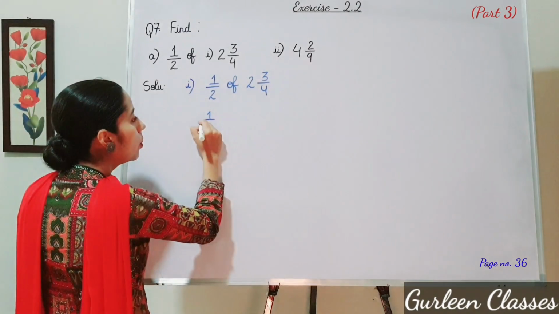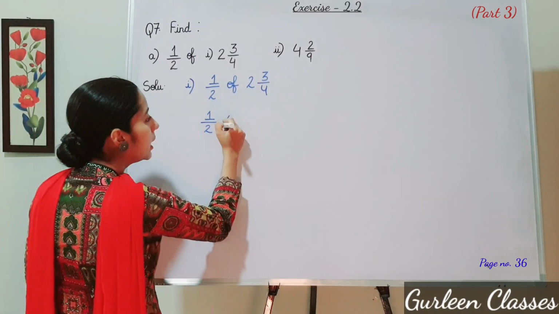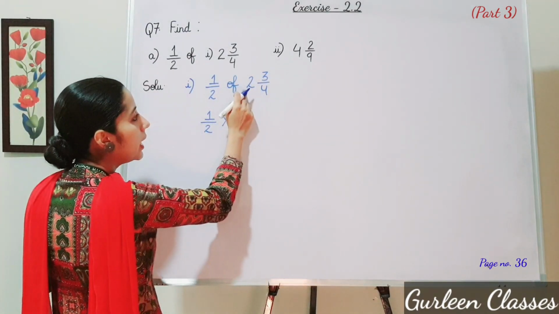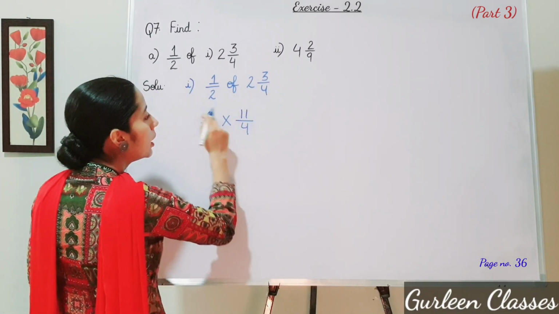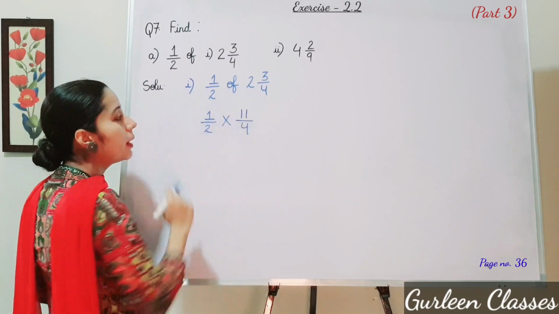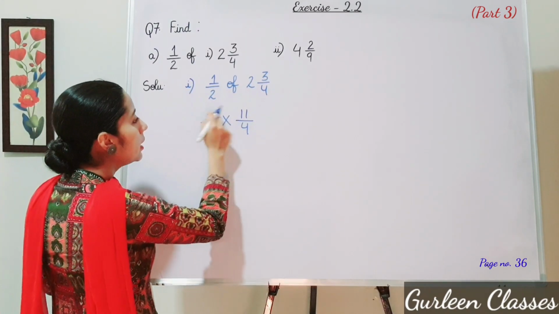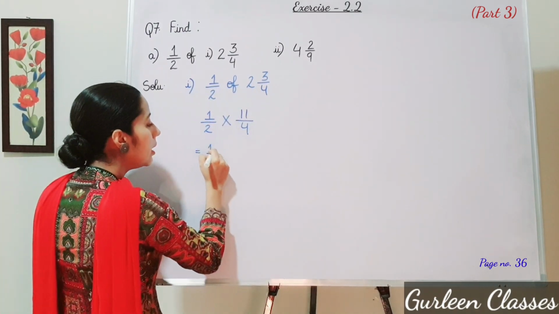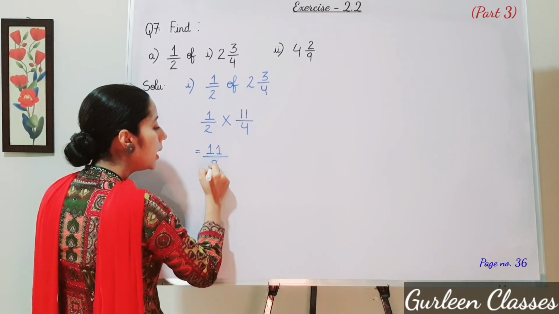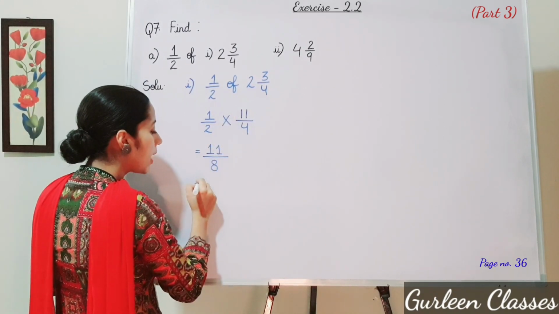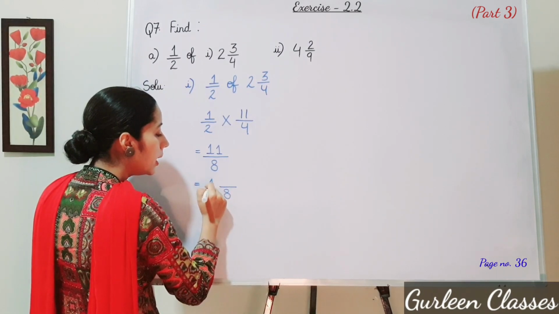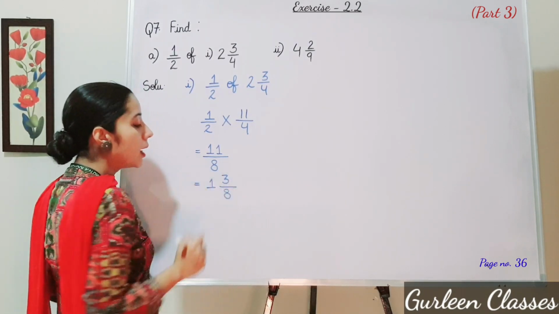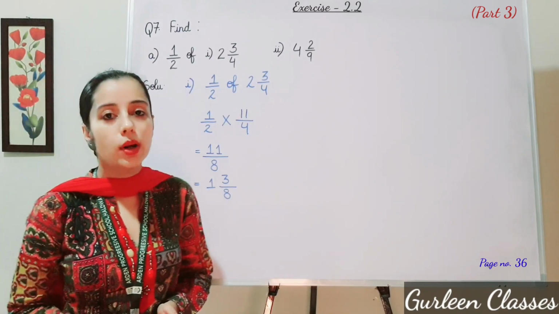So 1 upon 2 of means multiply. 4 2s are 8. 8 plus 3, 11 upon 4. You have to check if any number can be cut. No. So multiply the numerator, that is 11 upon 8. Now convert into mixed fraction. 8 is denominator. 8 ones are 8 plus 3. So answer is 1 whole 3 upon 8.